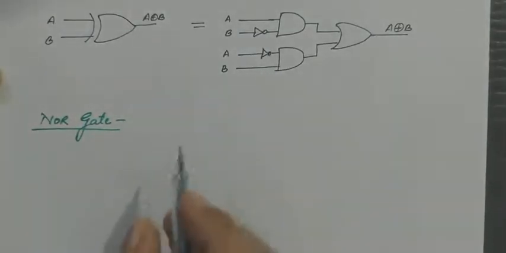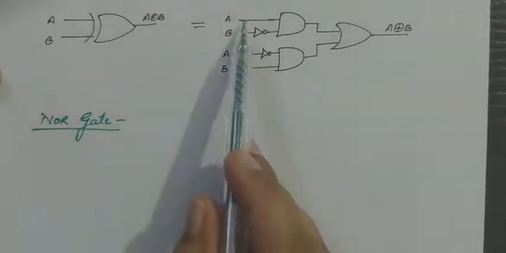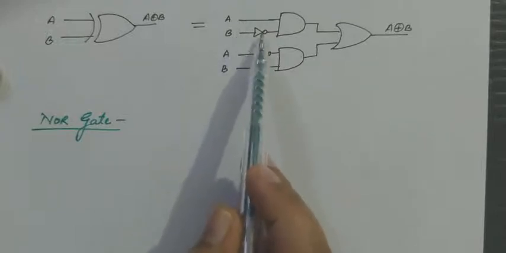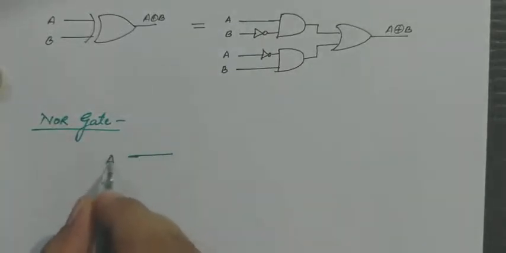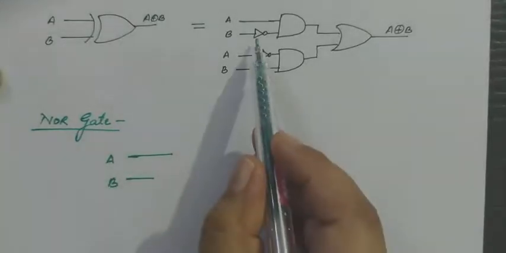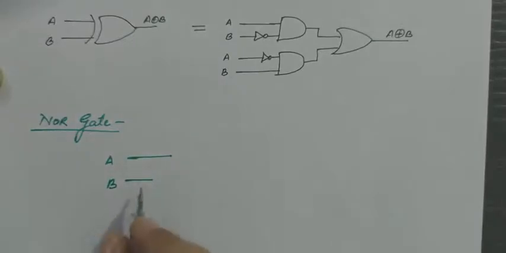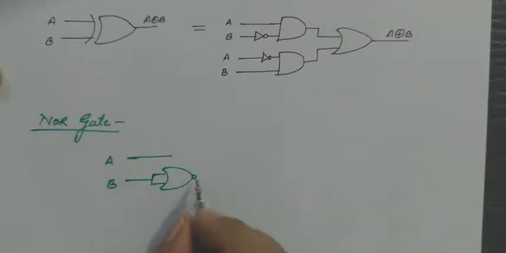See, in this circuit we have the NOT gate. We have two input lines A and B, and in B we have NOT gate. So we'll use input line A and input line B. And in place of this NOT gate we will use the NOR gate. So NOR gate, this is the representation of NOT gate using the NOR gate.